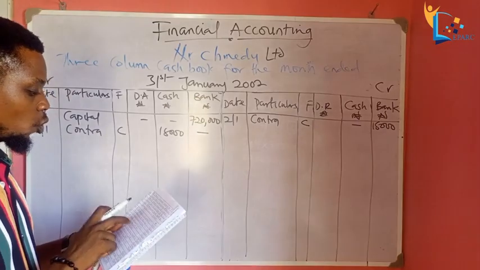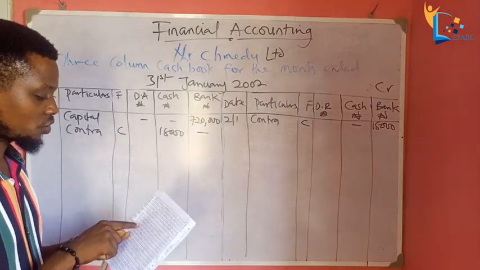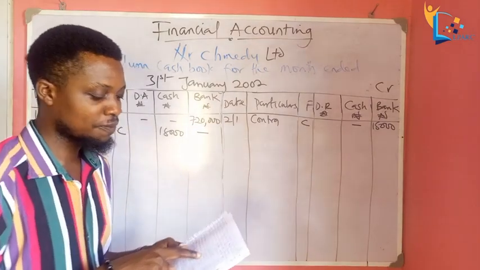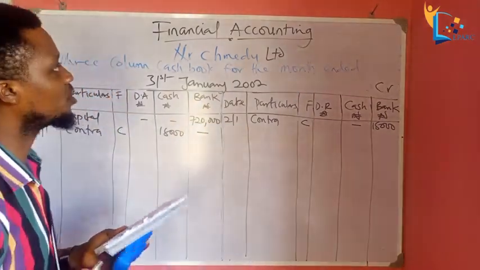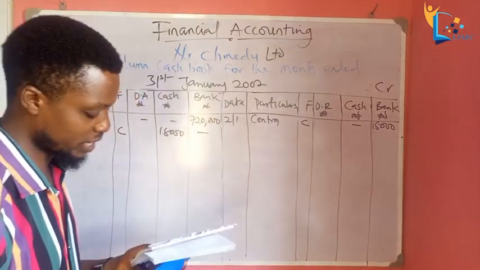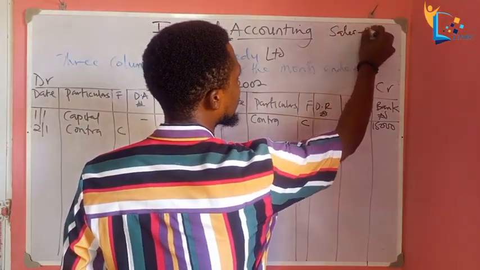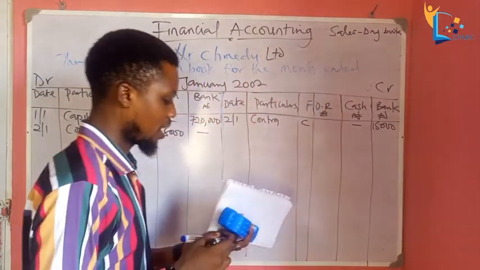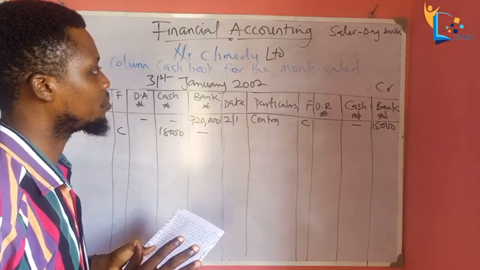Then number 3, sold goods on credit to John. On the 3rd of January, sold goods on credit to John. Now, credit sales is treated under sales day book. Credit sales is treated under sales day book.